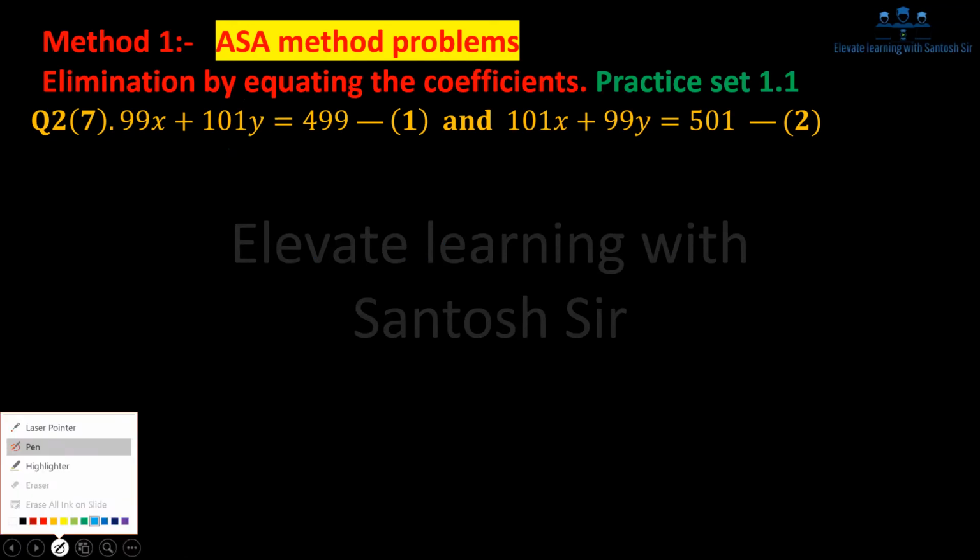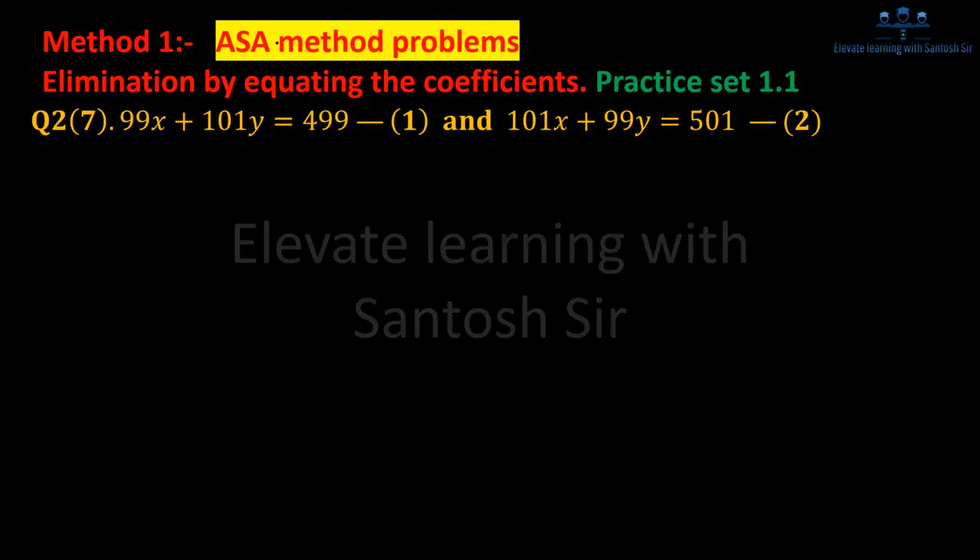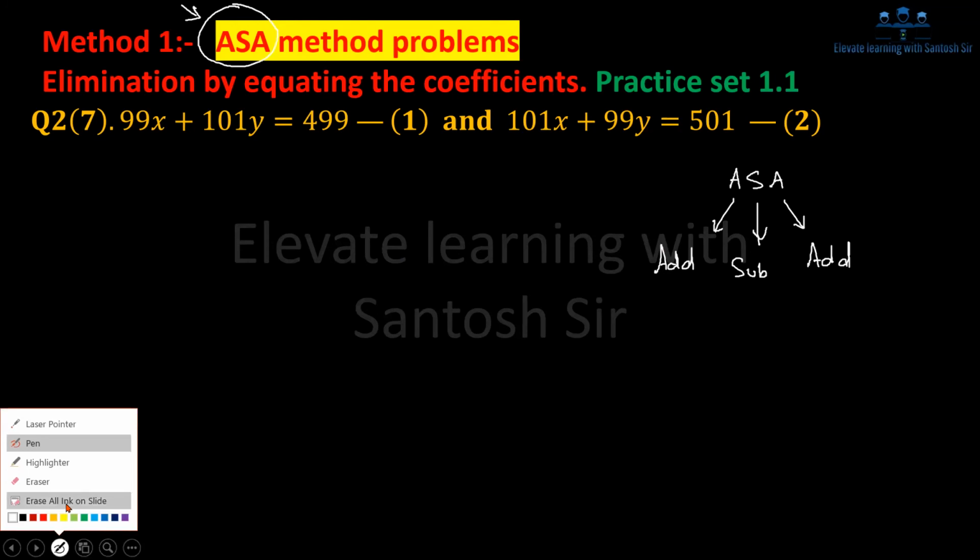Whenever you have such type of simultaneous linear equation, I recommend you to go with this method, which I call ASA method. Now, what is that? ASA method. First, A stands for add, S stands for subtract, and the third A again stands for add. We will be following these three steps to solve such equations. So what is the first step?